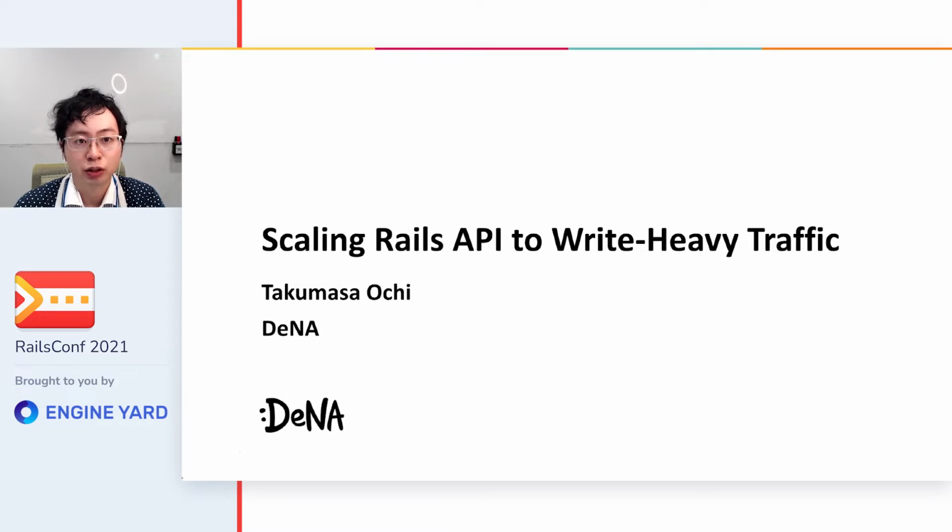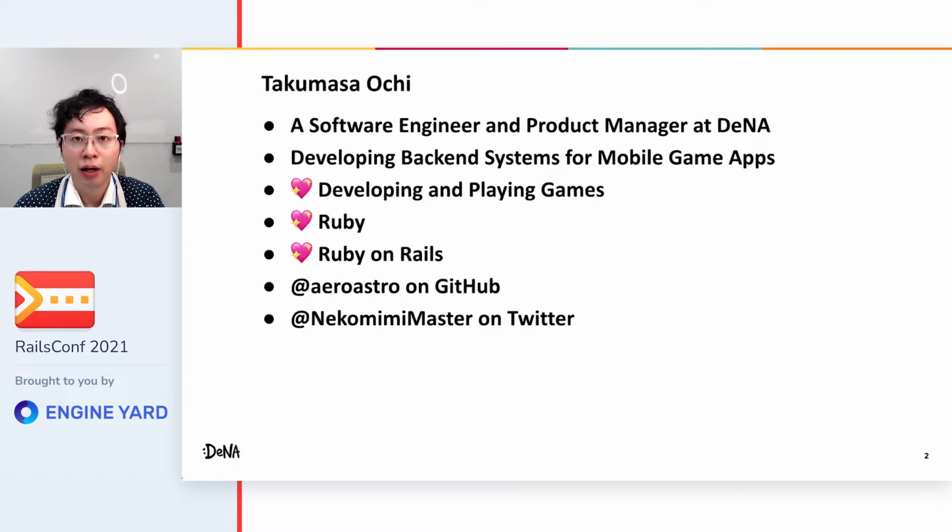First, I will introduce myself. I am Takumasa Ochi, a software engineer and product manager at DeNA. I am developing backend systems for mobile game apps. I love developing and playing games. I also love Ruby and Ruby on Rails.